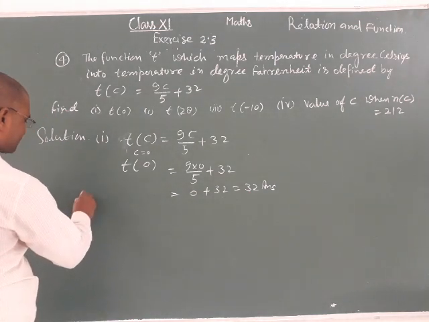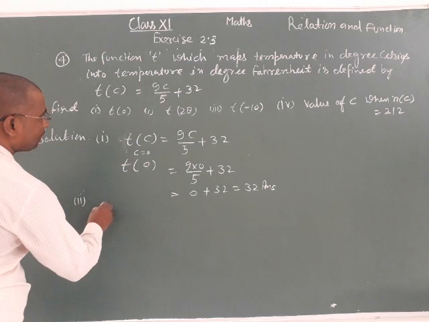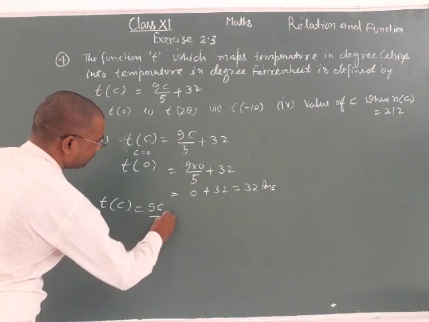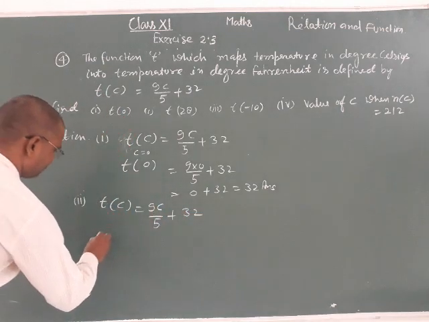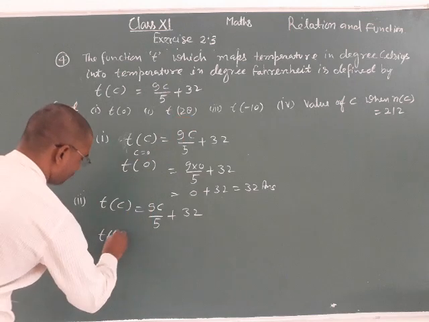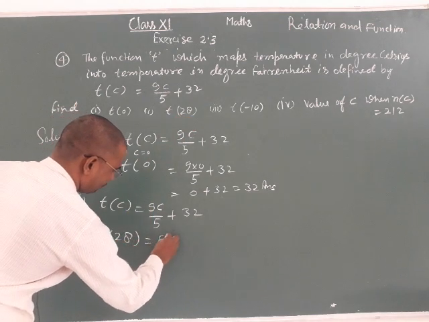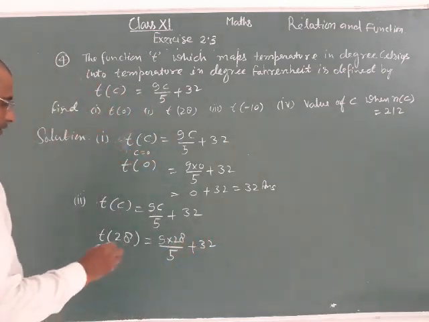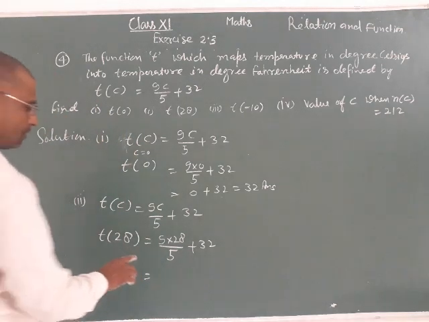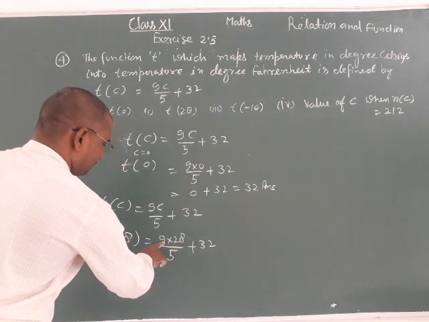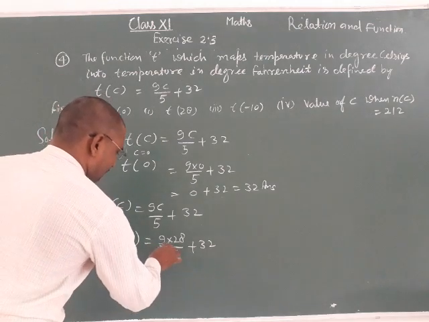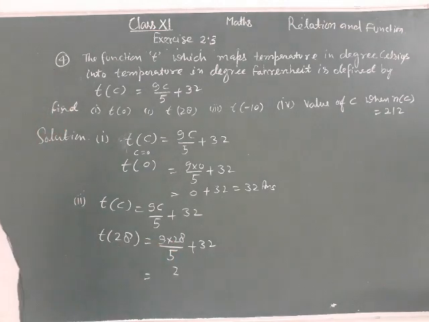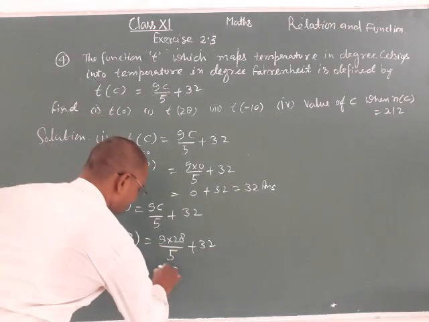And also the second part. Given the function T(C) = 9C/5 + 32, put C equal to 28. 9 into 28 divided by 5 plus 32. So now 9 times 8 is 72, 9 times 2 is 18, 18 plus 7 is 25.